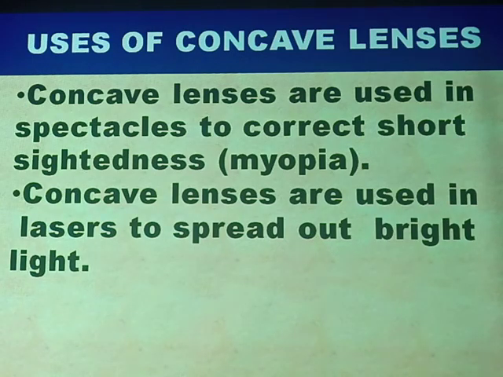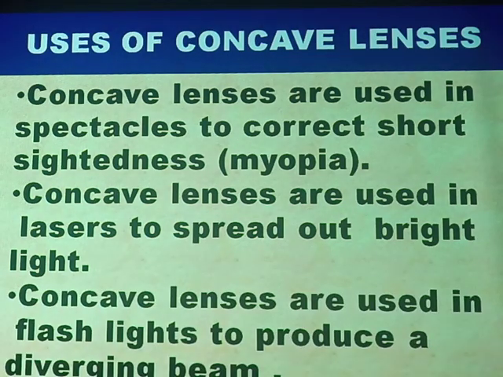Number two, we want to look at the bright light. So concave lenses are used in lasers. We talked about lasers to produce or to spread out bright light, because we are able to view things because of the brightness of the light that we have around us. Number three, concave lenses can also be used in flashlights to produce a diverging beam. Children, do you have any other uses? Please attach these uses to the devices that use concave lenses.